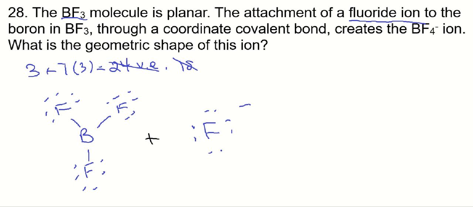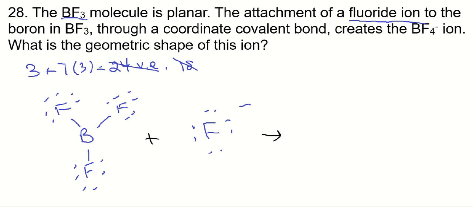Now notice when they combine, boron doesn't have any more valence electrons to make a bond, but fluorine comes in with 4 lone pairs. So what you have in this case is a coordinate covalent bond, which is where a lone pair, 2 electrons from one of the atoms, is contributed to make that covalent bond. So let's see what that looks like.